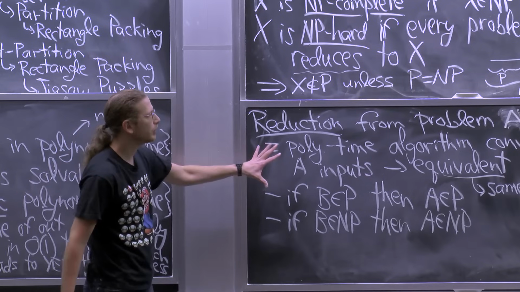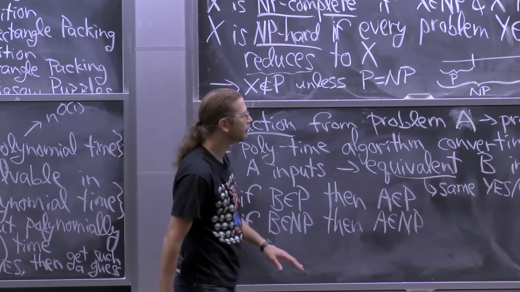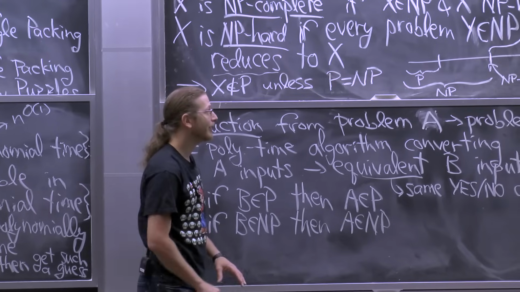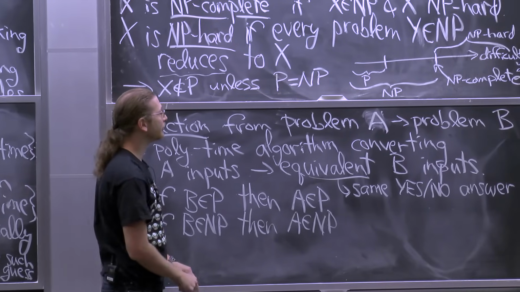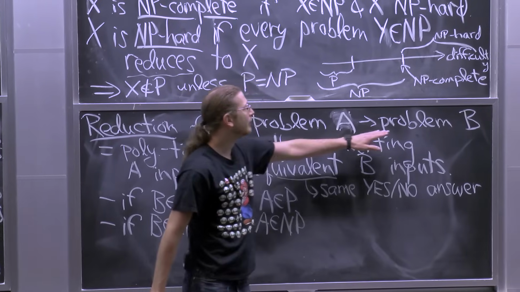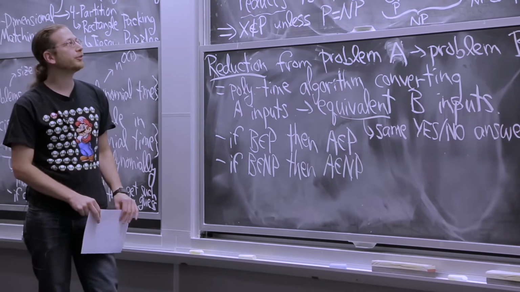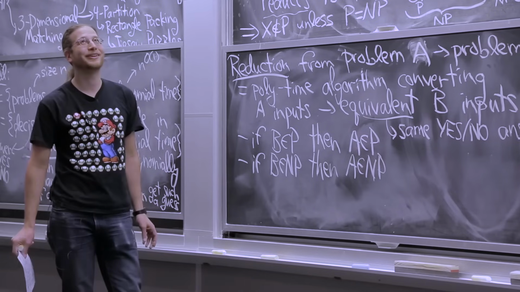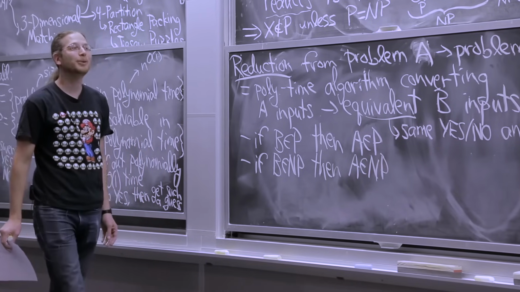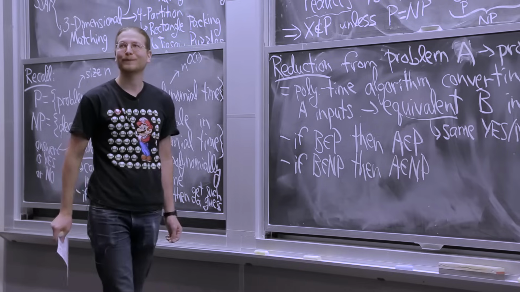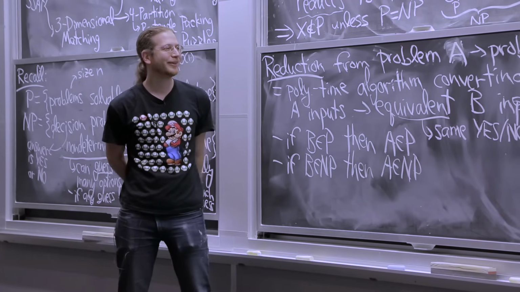But so what this tells us is that in a certain sense, if I get this right, this is saying if I can solve B, then I can solve A. So this is saying that B is at least as hard as A. I think I got that right. A little tricky.